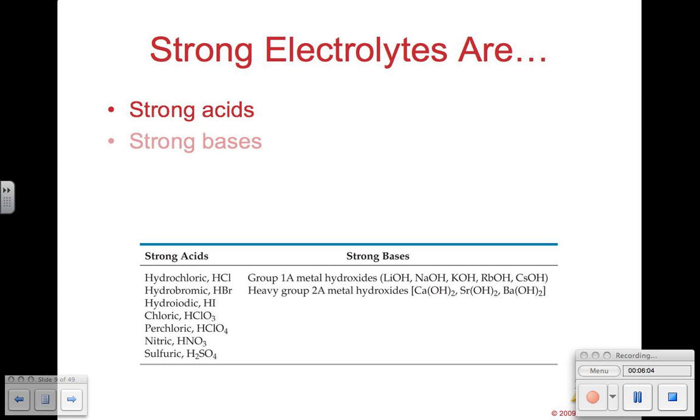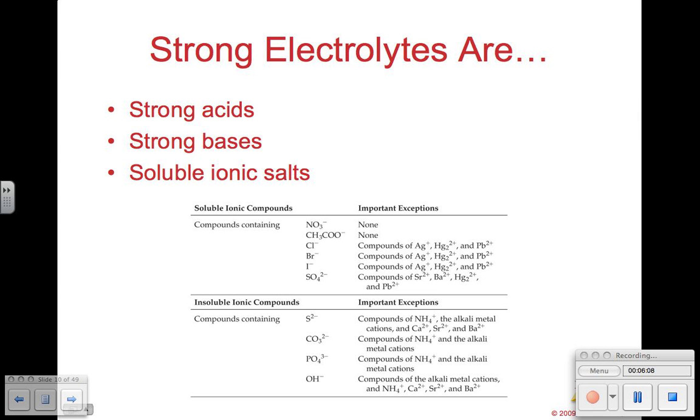You kind of reviewed these during the summer. Strong electrolytes are strong acids, strong bases, and soluble ionic salts. This is where the solubility rules come into play. If it's a metal combined with a nitrate, then it's always going to be soluble, no exceptions. Same thing for the acetate ion. But there are some exceptions when you get to some of the halogens and sulfate.